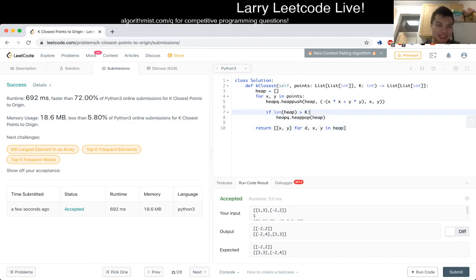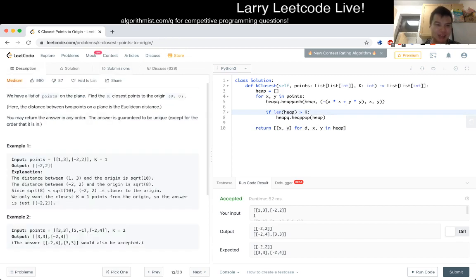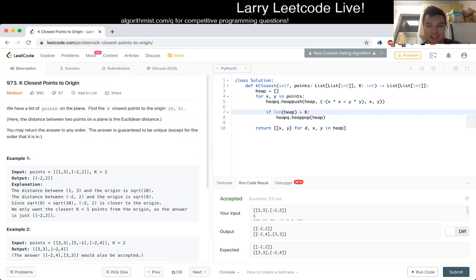But yeah, I think this is actually, maybe not the k closest points to the origin part, but on a 1D plane, which is just a list of numbers, this is probably one of the standard usages of heap.